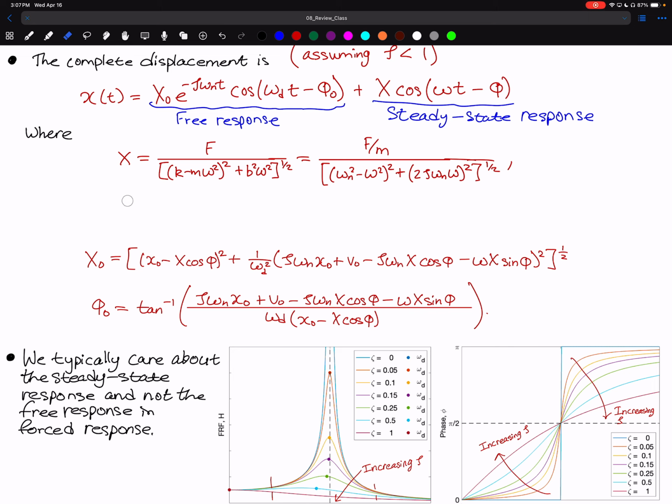All right, the phase is going to be defined as the inverse tangent of the quantity c omega divided by k minus m omega squared. And that's equal to the inverse tangent of 2 zeta omega n times omega divided by omega n squared minus omega squared.